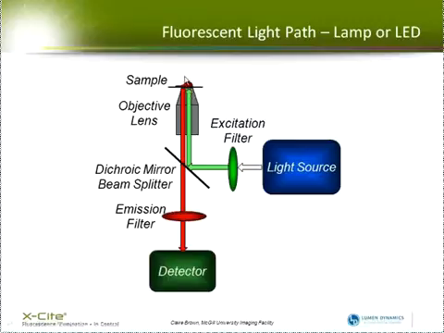Your sample has a red fluorophore that's going to absorb this green light and give off red fluorescence. The red fluorescence is going to be collected by the objective lens. It goes through this dichroic mirror now, and then you usually have an emission filter. And the main purpose of this filter is to get rid of any kind of reflections or scattered light that might be in the system.